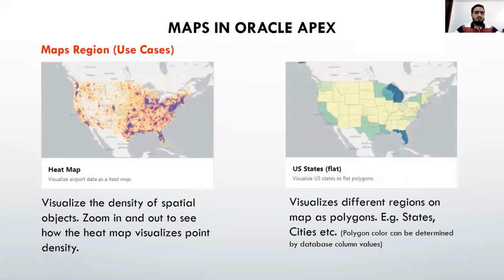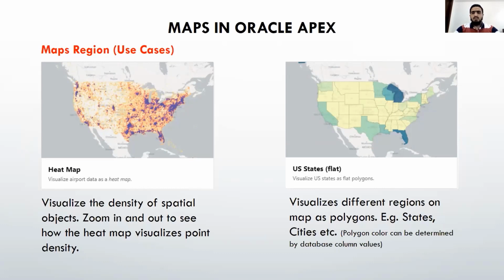The next one is heat map. Heat map, if we want to show the density of our data, for example, in which specific location, how many data points are available, and to show the density of our data, we can use the heat map, and after zooming in or out, the density will be increased or decreased accordingly.